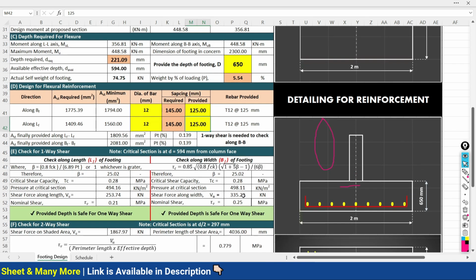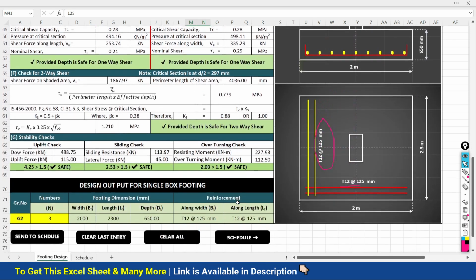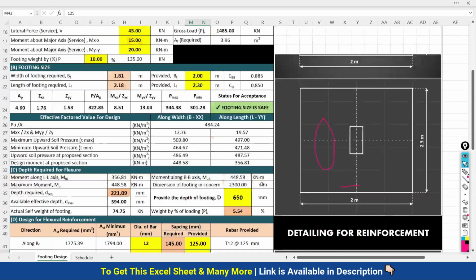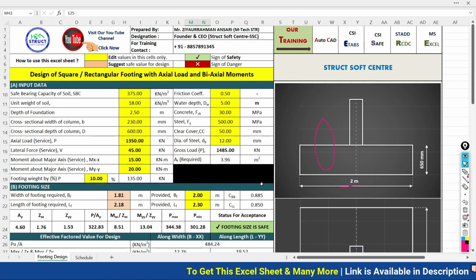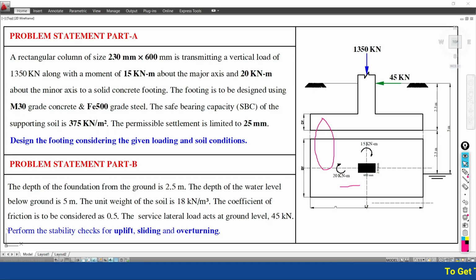Hope that you all understood how to use this spreadsheet for designing of your foundation when the foundation is going to be subjected to axial load as well as biaxial moment, and we have taken the help of this problem statement to design this foundation.